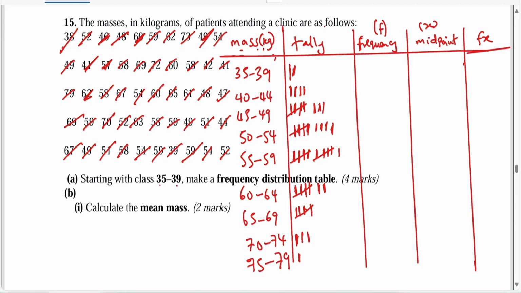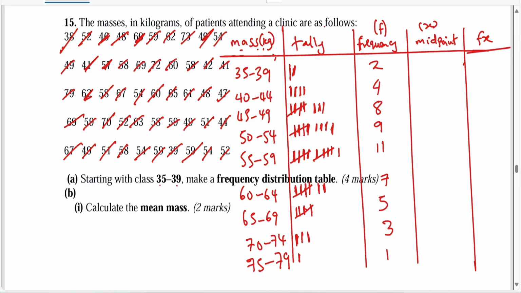Haifai kutatize. So frequency hapa ni 2, hapa ni 4, hapa ni 5 plus 3 which is 8. Sawa, hapa ni 5 plus 4 which is 9. Hapa ni 11 kwa sababu kuna 5 mbili na 1 nyingine, so ni 11. 5 plus 2 ni 7. This is 5, this is 3, and this is 1.